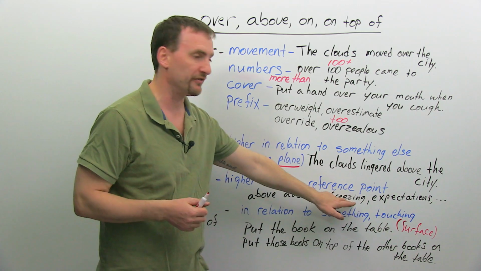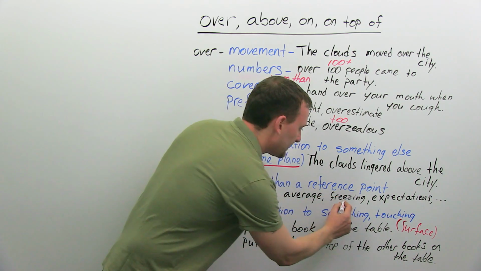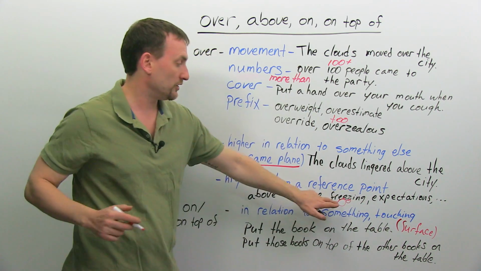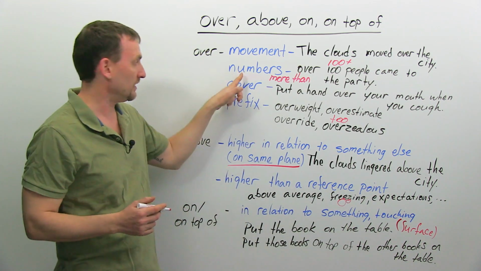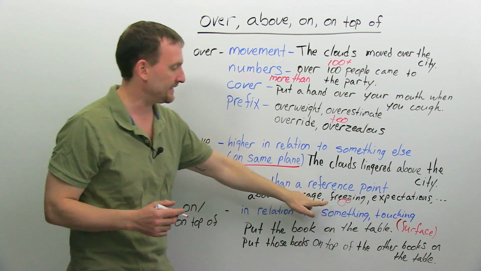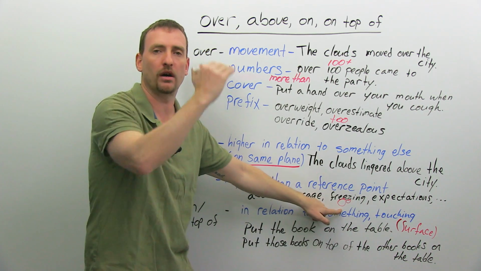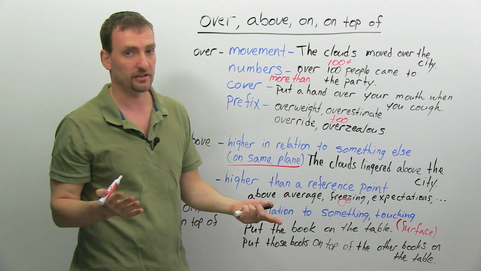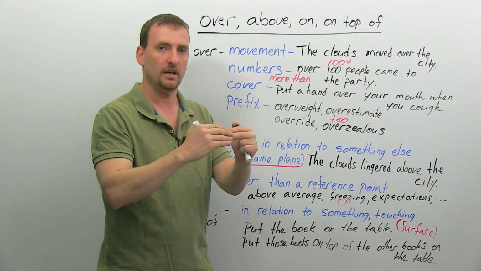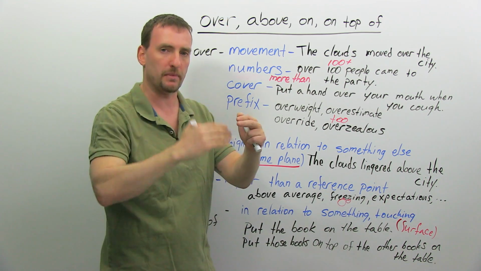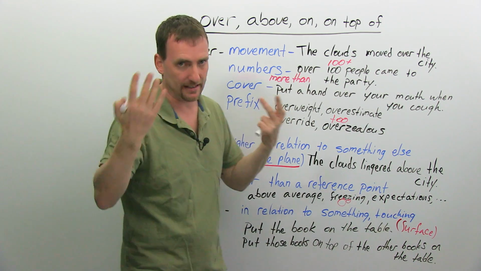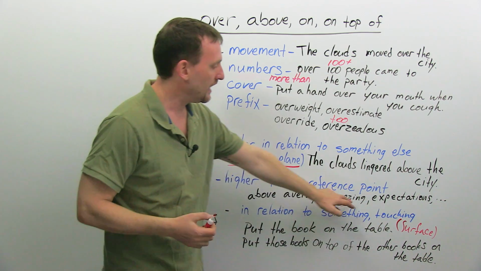Above average, above freezing. Now, freezing basically means 0 degrees. So although 0 is a number, it's not the same as this number. It's a point on a scale, a temperature scale. 0 is freezing, and then +1, +2 degrees, -1, -2 degrees Celsius, of course, I'm talking about.